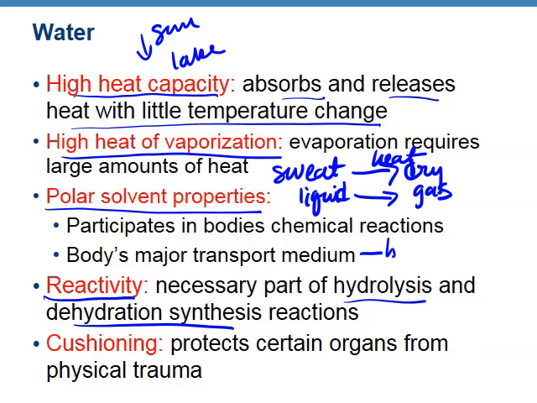And then also you can think about your body's major transport medium, your blood. In your blood you have plasma, and plasma is made up mostly of water. So if you didn't have water, you wouldn't have as much plasma, you wouldn't have as much blood circulating, you'd have really low blood pressure. And then the last one's pretty self-explanatory. You have some cushioning due to water. It protects certain organs from physical trauma.